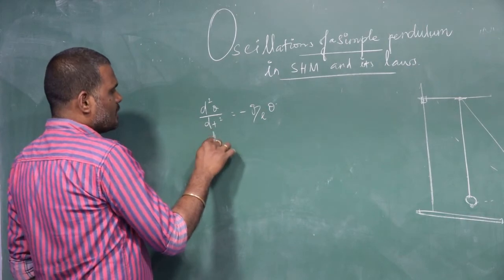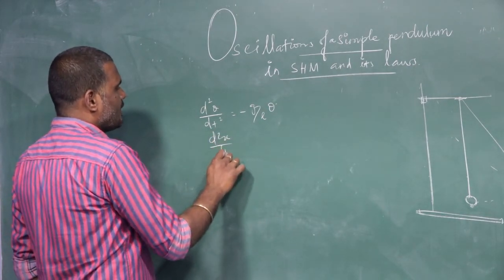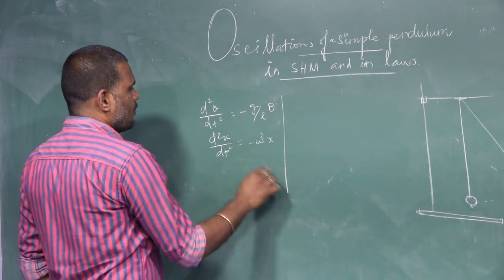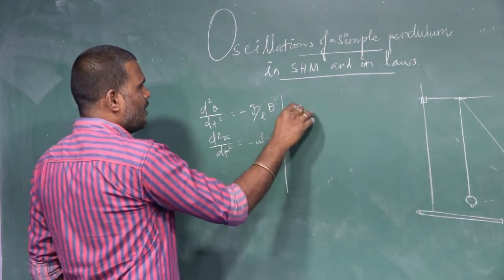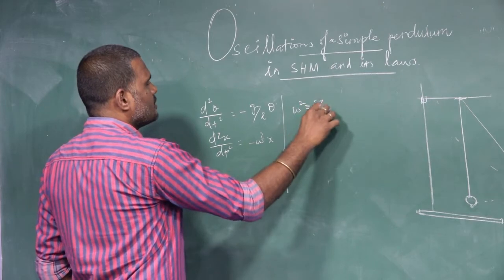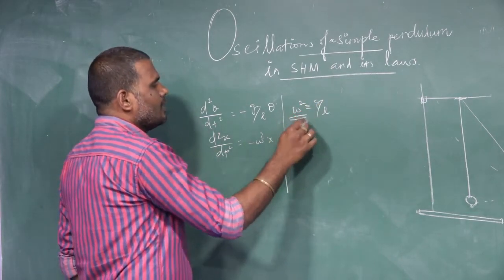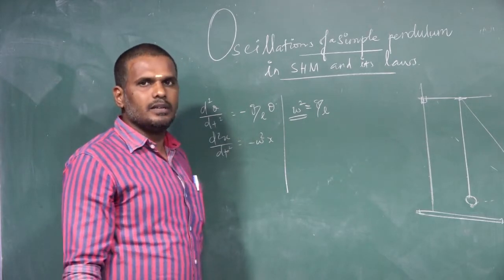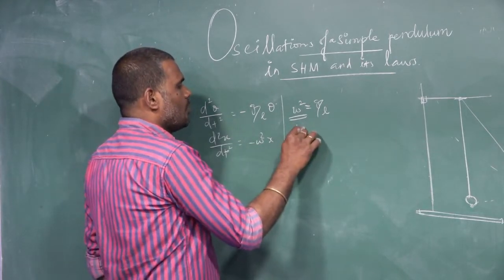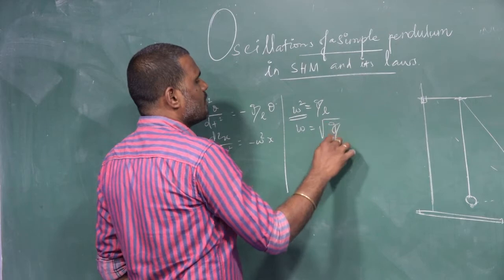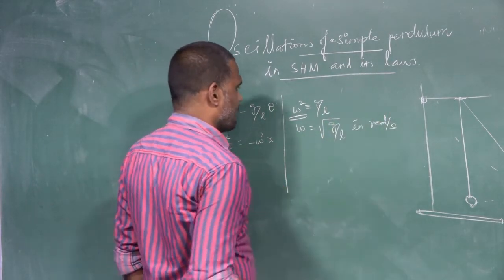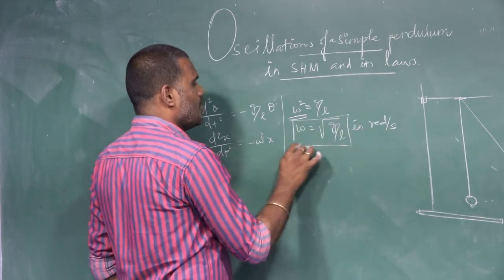On comparing this with the expression d square x divided by dt square is equal to minus omega square x, if you compare these two equations, you will have omega square is equal to g divided by L, which is nothing but the natural frequency of oscillation of the simple pendulum. Omega is the angular velocity. So omega is equal to square root of g divided by L, in radian per second. We obtained the value of omega.